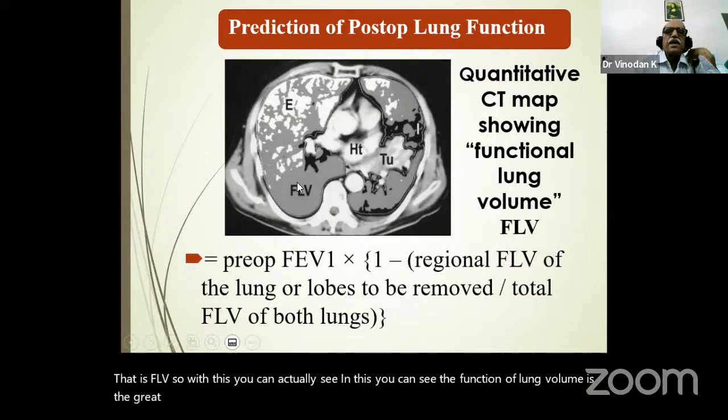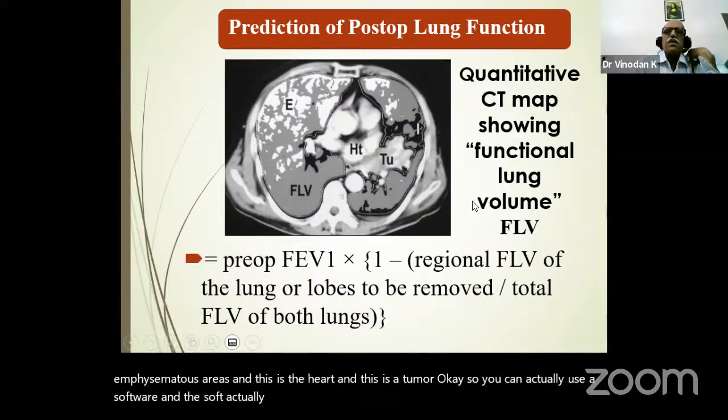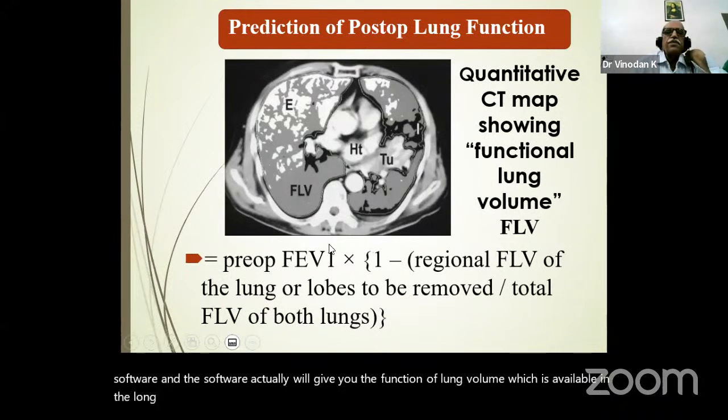This gray color is functional lung volume. This is the emphysematous areas, and this is the heart, and this is a tumor. Okay, so you can actually use a software, and the software will give you the functional lung volume which is available in the lung, and you can check the preoperative.